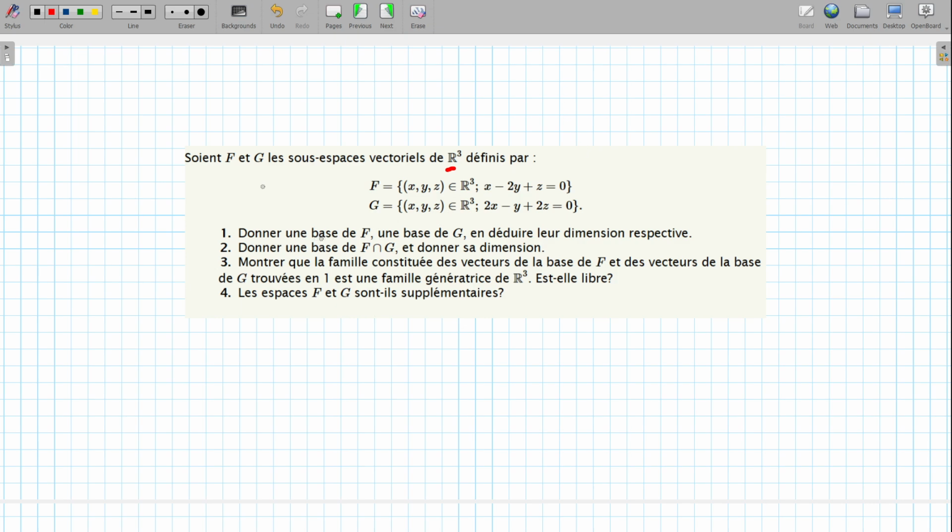The first exercise, we're supposed to donner une base de F et une base de G, and then we deduce their dimension. So let's look at une base de G. Une base de G, c'est quoi? Une base de F, c'est quoi?